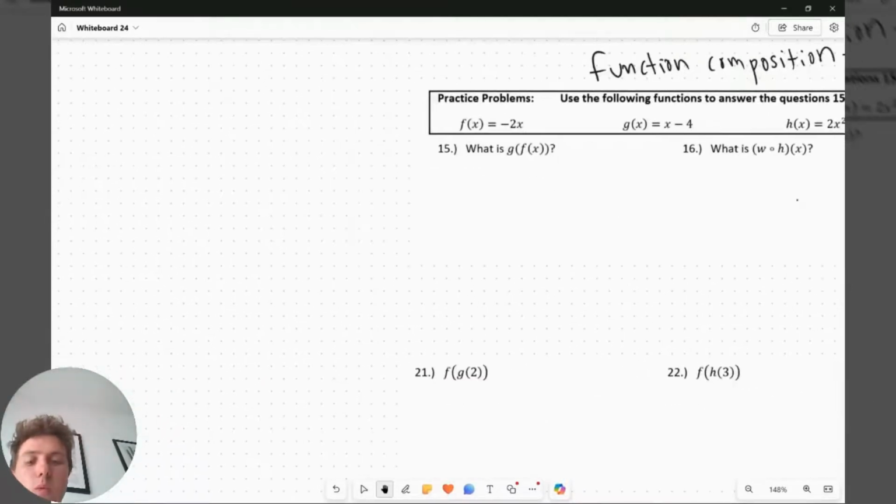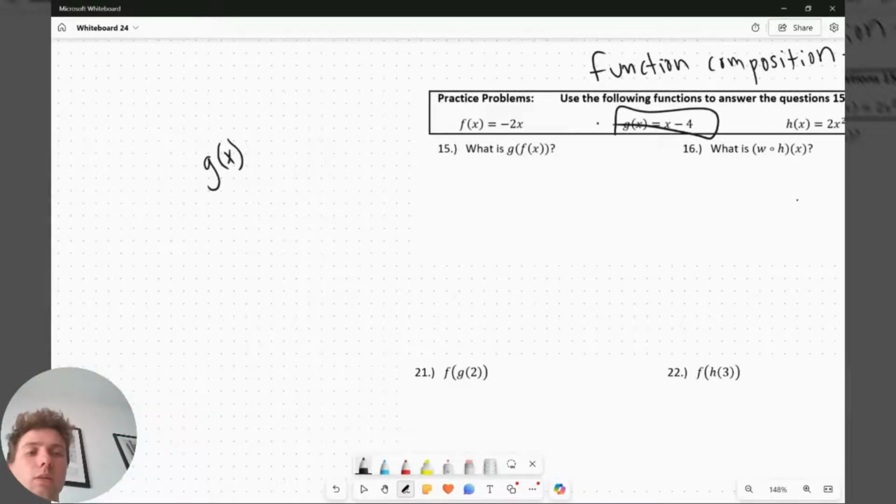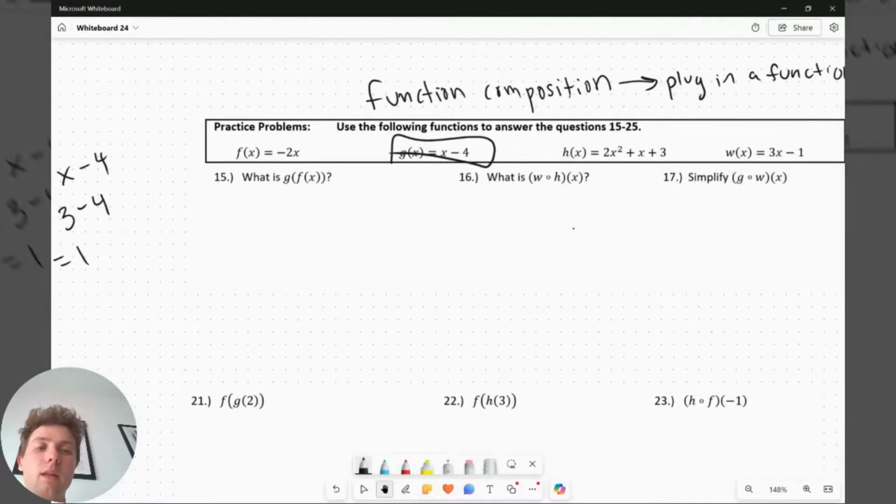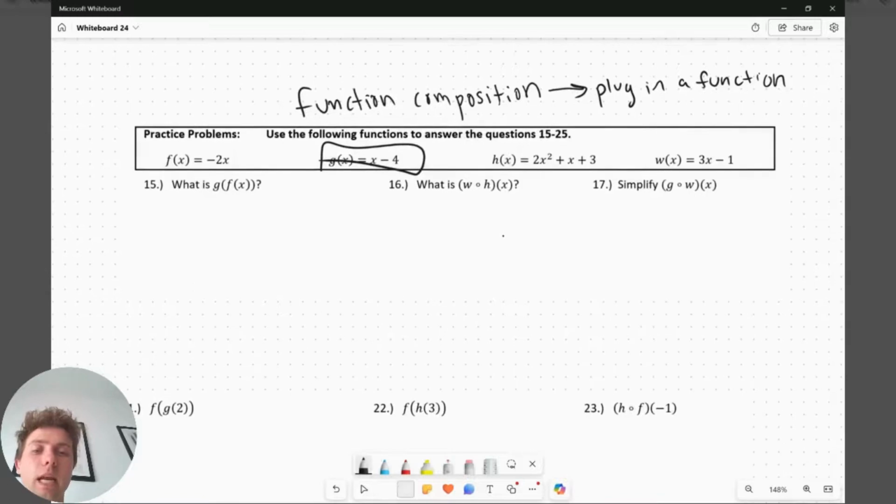Let's say that we want to evaluate a function. Let's say I want to take the g of x equation that's shown over here, which is x minus 4. And let's say I just want to evaluate that or plug in a value of 3. Well, all that you would do there is just replace the x with that value and then simplify. Well, we're doing the exact same thing, but on another level, where you're not just replacing x with a value, but you're now replacing x with an actual function. Let's look at number 16 to show what I actually mean.